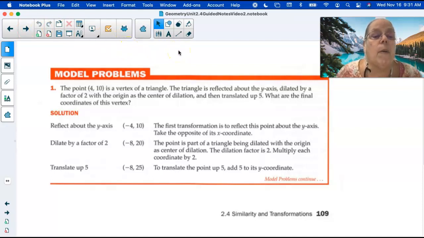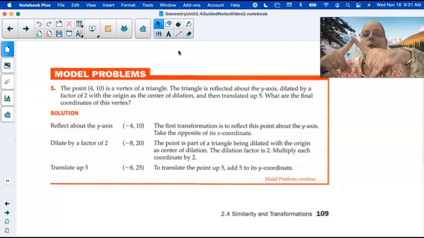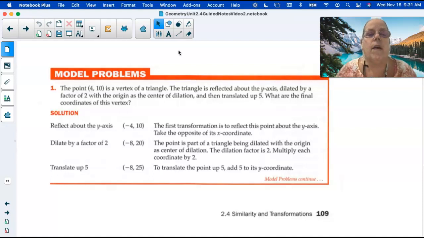Okay, let's look at a model problem. The point (4, 10) is the vertex of a triangle. Vertex, where two sides meet, two lines meet. The triangle is reflected about the y-axis, meaning the x-coordinate changes its sign. So now it's (-4, 10). Dilated by a scale factor of 2 with the origin as the center of dilation, and then translated up 5.